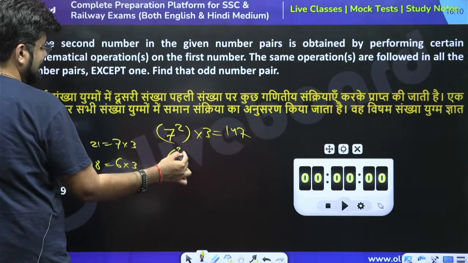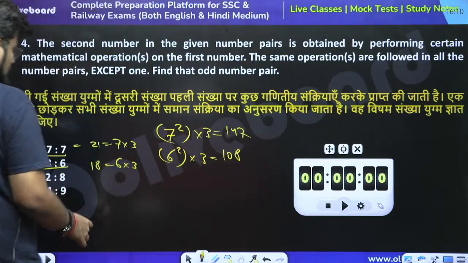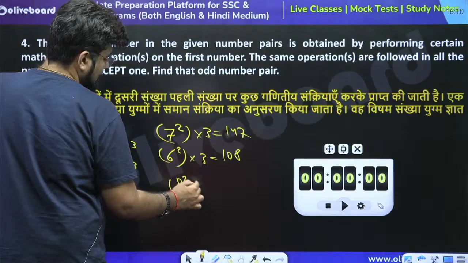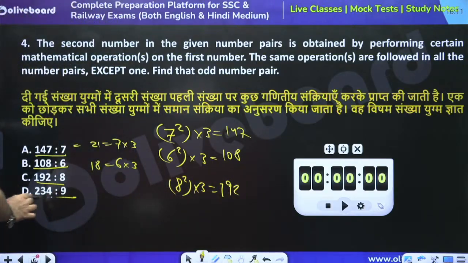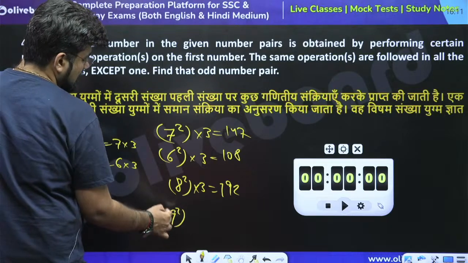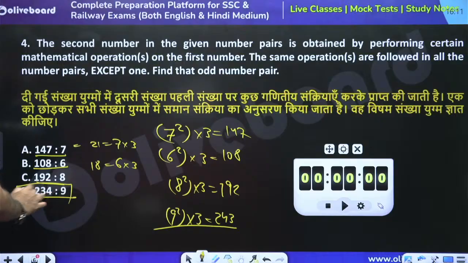Similarly, we are squaring 6, we are multiplying it by 3 to get 108 as our answer. So similarly, we are squaring 8 and multiplying it by 3 to get 192 as the answer. But if we do it here, if we square 9, 81, multiply it by 3, it is 243, not 234. So option D is the odd one out here.